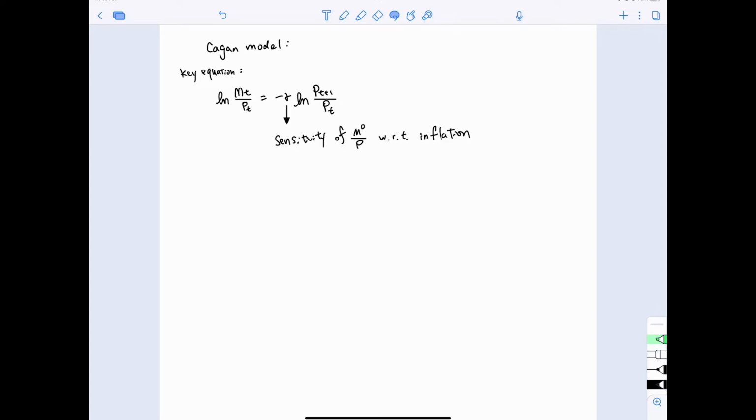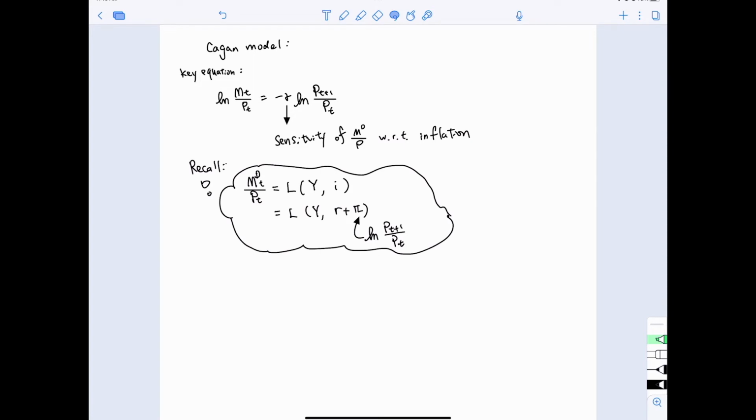And the gamma here is the sensitivity of the real money demand with respect to inflation. You can recall what we learned before about the generalized form of the money demand function. We said that the real money demand is a function of the income and the return of the non-monetary assets. And the return of the non-monetary asset is the nominal interest rate, which is the sum of the real interest rate and the inflation rate. And the inflation rate is log P_{t+1} over P_t.